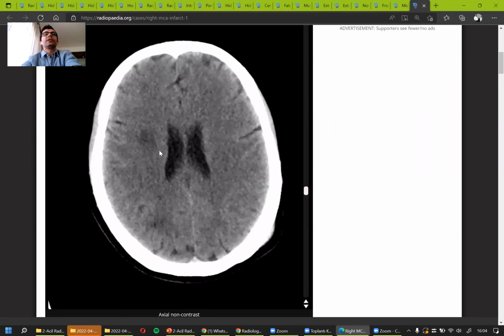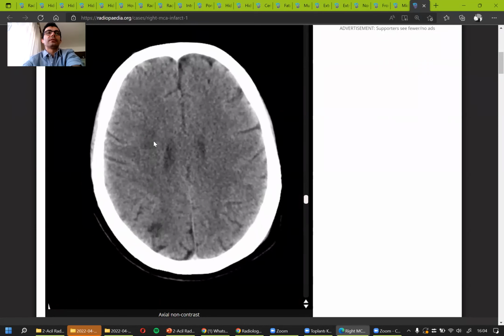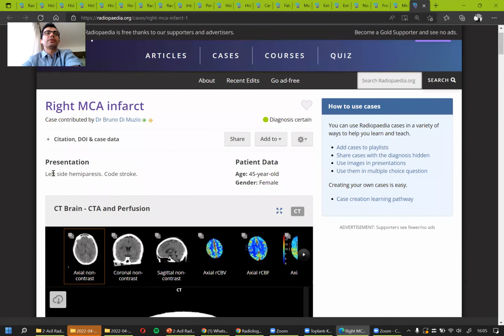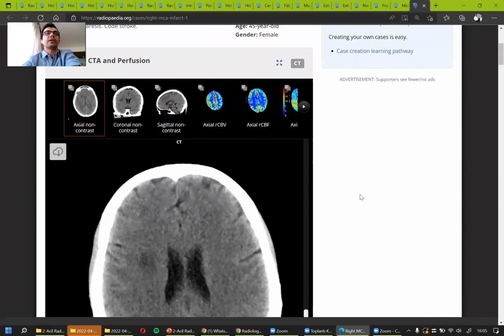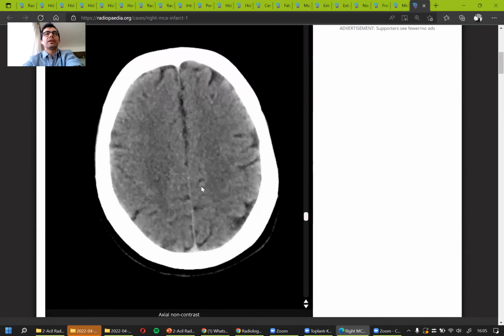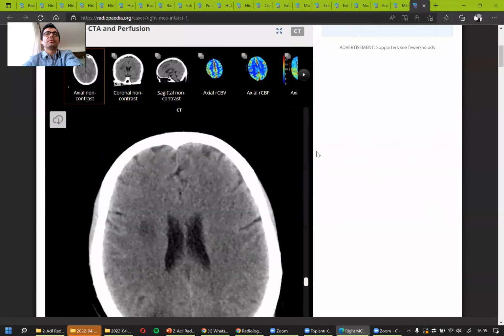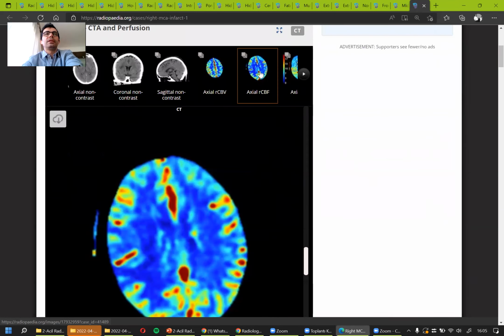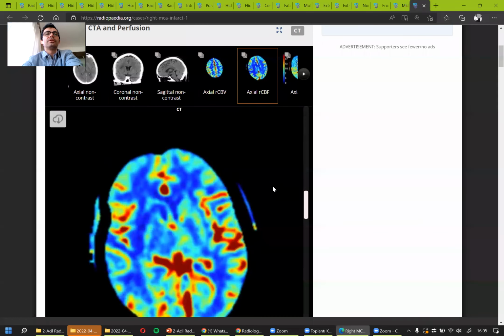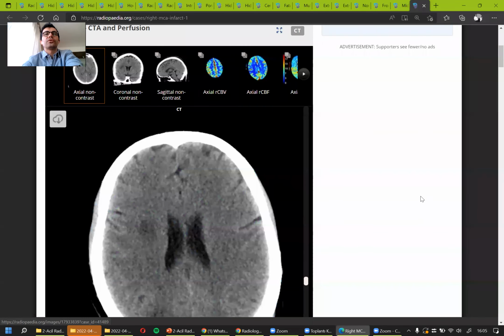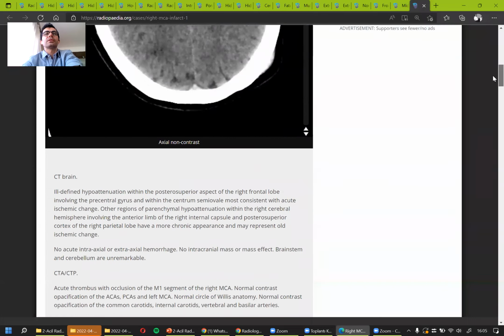I'm seeing small darker areas, very faint, here on the right side of the patient. Because it also corresponds to the patient's complaints on the left side, which is the opposite side, it can be something like that. The patient has some CT perfusion scans here, which is a little bit too much for you, so we can just skip these ones.